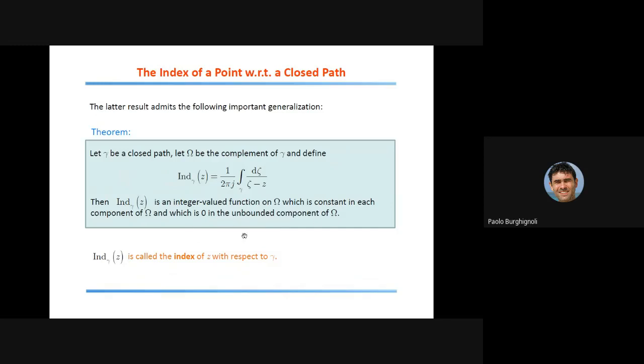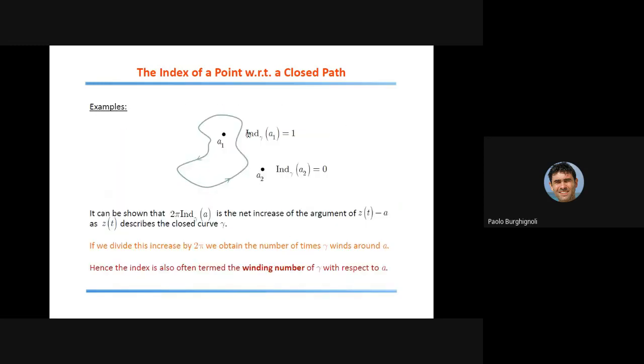Okay. What's the meaning of this index? Well, this is an example. If A1 is the point we are considering, and the curve is the gray one shown in this slide, then we have that the index of A1 with respect to this curve, gamma, is equal to 1. Whereas if you consider a different point, A2, which is in the unbounded component of the complement, so it's outside basically the curve, then the index is equal to 0.